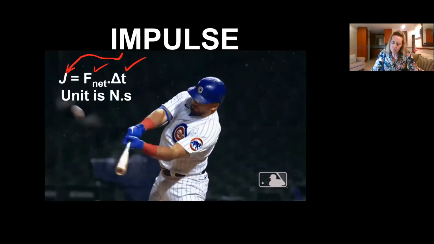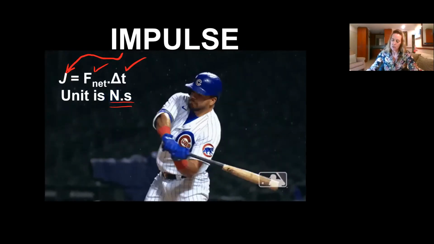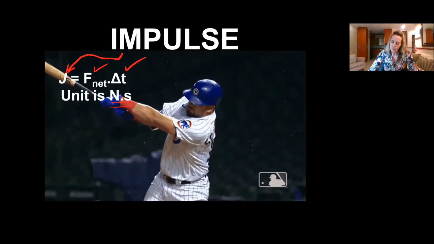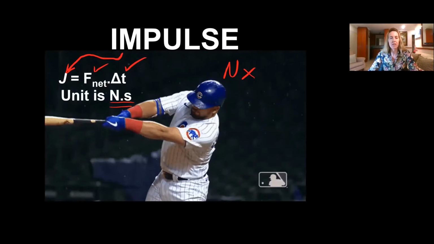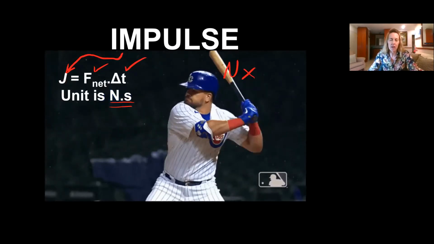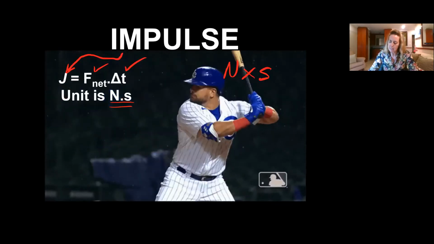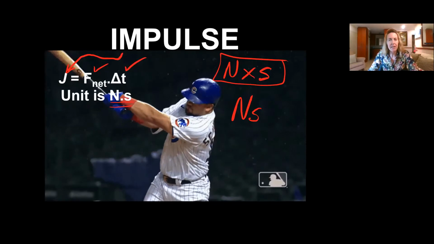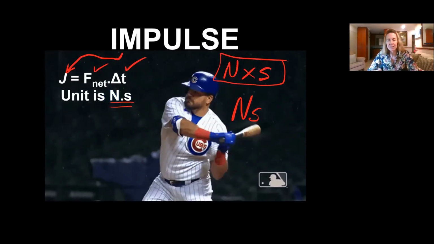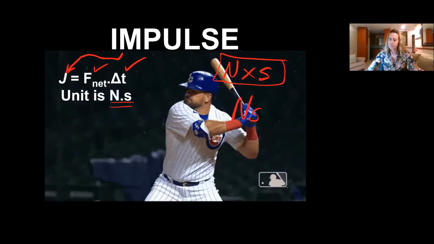The unit of impulse is Newton seconds because the unit for force is newtons, and we multiply by a duration of time, which the SI unit for is seconds, and so we get the unit to be simply Newton seconds. Please don't say newtons per second, it is just the product of force and time, so Newton seconds.